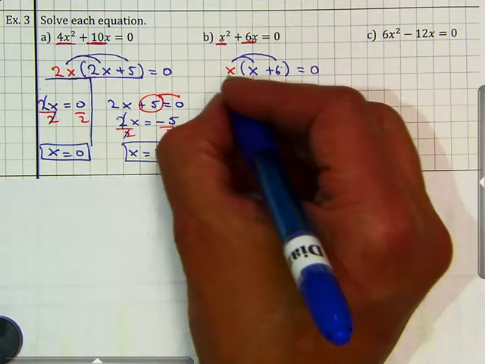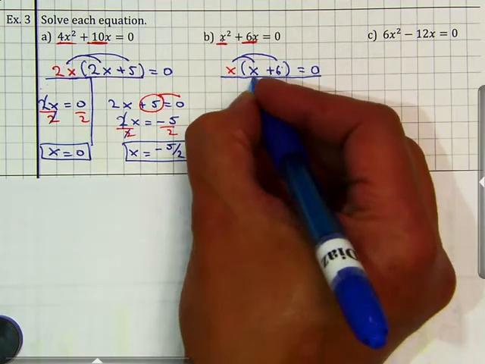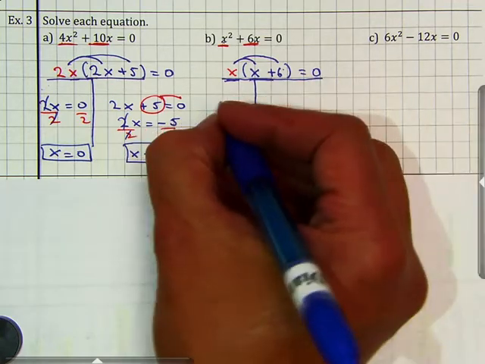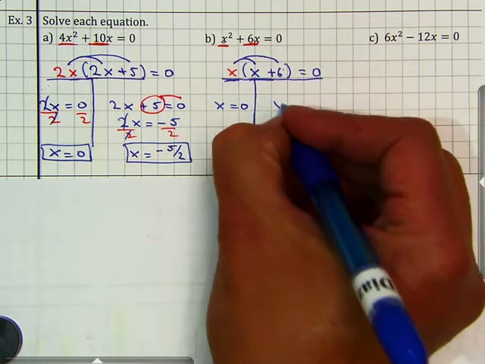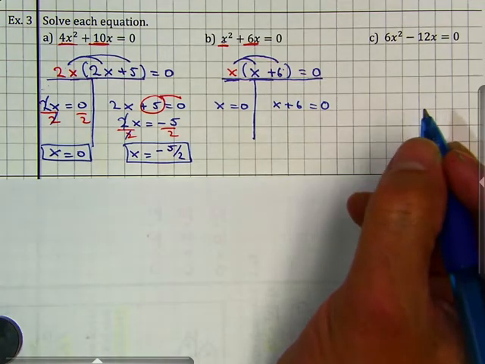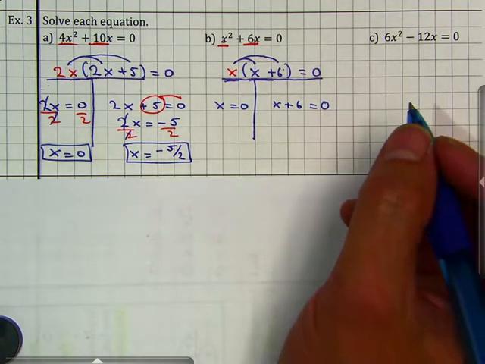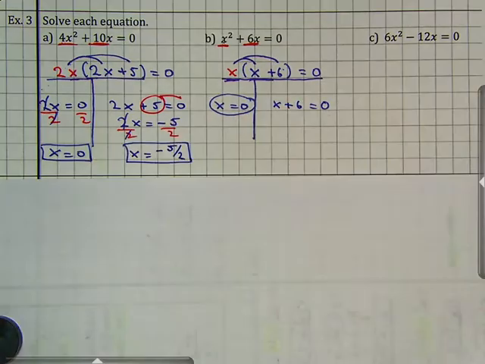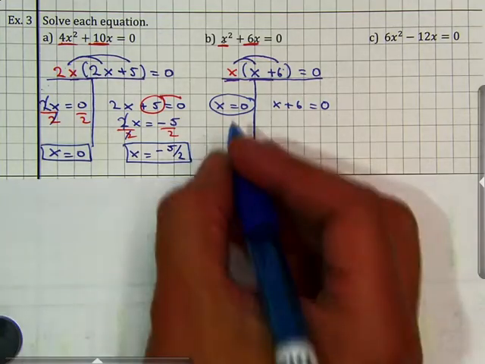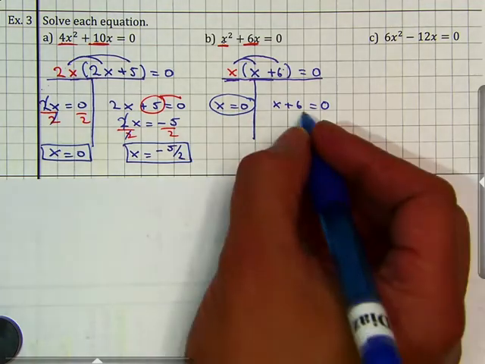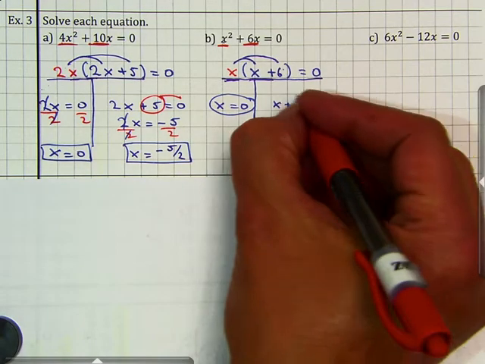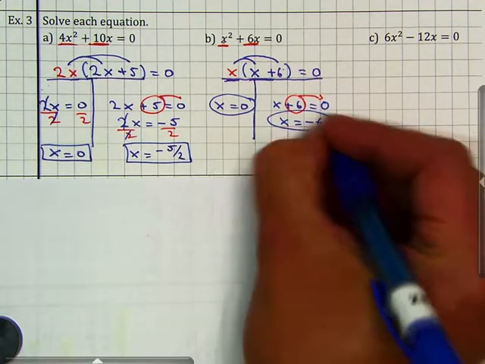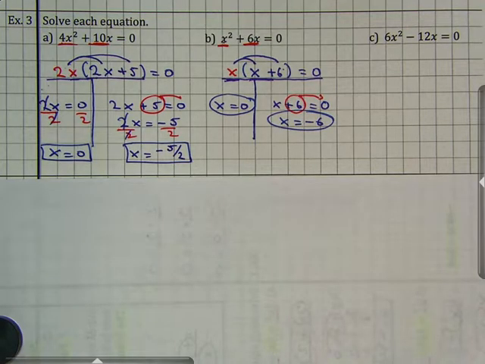And now, zero product property. I'm going to make each one equal to 0. Since they're multiplying and they're equal to 0, I know that either x equal to 0 or x plus 6 equal to 0 in order for that to be true. And now, this is my first solution. I don't need to solve for x. It's already solved. On the second one, I'm going to move my 6 to the right. It's positive? We can say negative 6. Those are my 2 solutions.